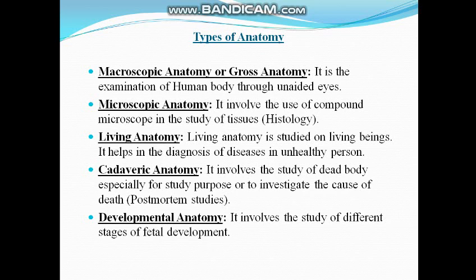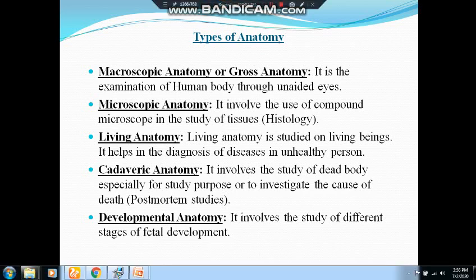In this living anatomy, the patient is observed by the doctor and the doctor diagnoses disease. The doctor may observe the color of the urine, color of the feces, color of the cornea, etc. of that living body. Cadaveric anatomy involves the study of dead body, especially to investigate the cause of death. It is also called post-mortem studies. Developmental anatomy is the study of different stages of fetal development. You have to learn all these types of anatomy.